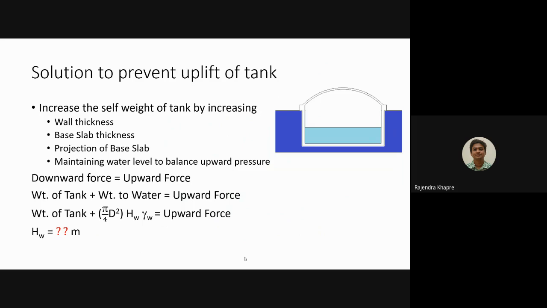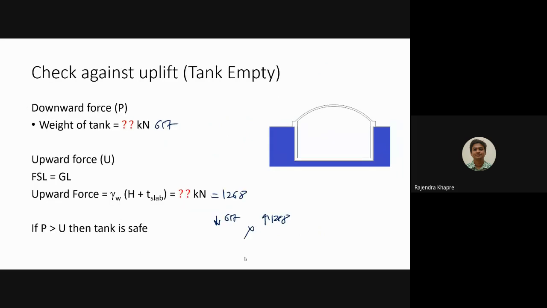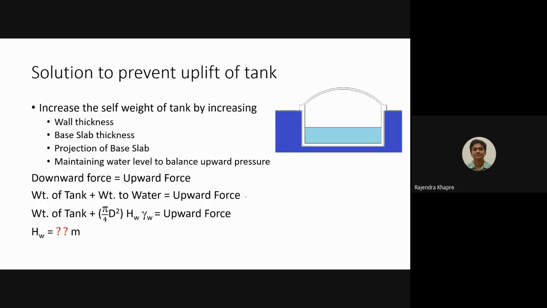So for this purpose, what you can do is have a downward force same as the upward force. Okay, the upward force we have already calculated. Upward force is 1268. Okay, so let me write down over here. This is 1268. The weight of the tank is 617. This is 617. So we have to find out how much water weight should be there in the tank so that it will be balanced.